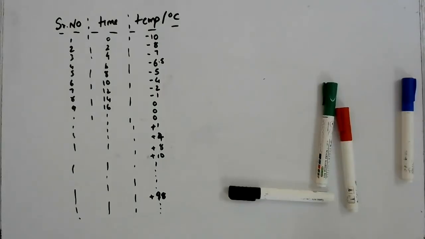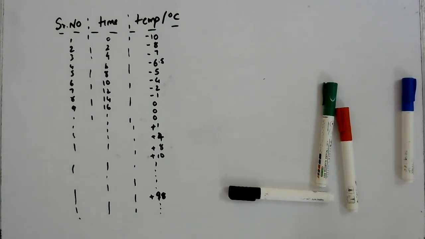In the previous video, we looked at the concept of latent heat during phase change. So let us move a little further and look at what it might look like when you graph this information. So I have a roughly made table.